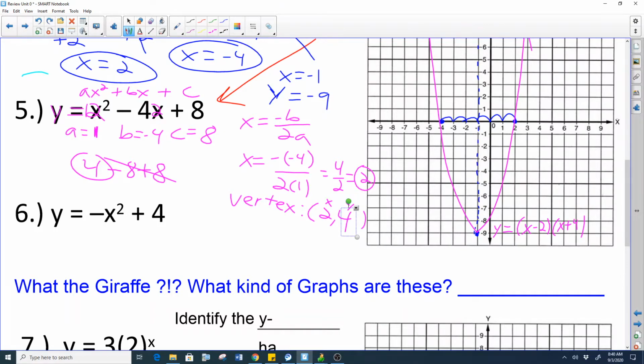So we're going to do over 2, up 4. That's going to be our vertex, right? The center of our parabola. So we're going to go over 2, up 4. Nailed it.